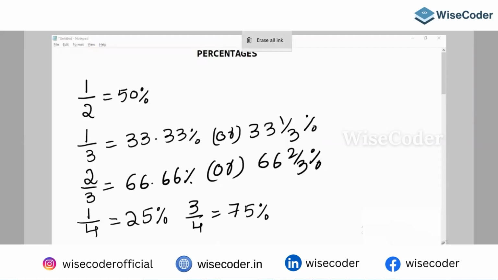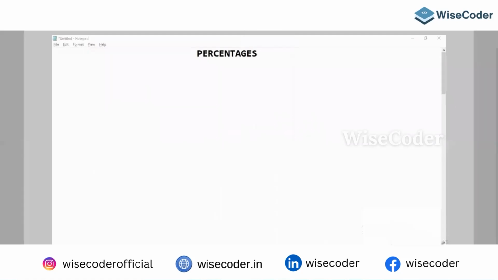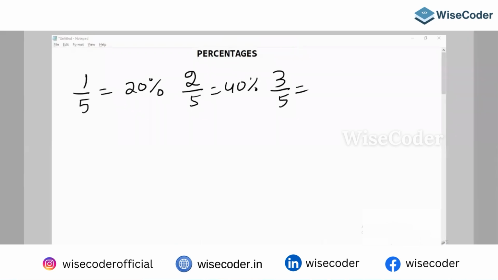Next. 1 by 5. Okay, 1 by 5 is what? 20%. 1 by 5 is 20. Then 2 by 5 is what? 40%. Then 3 by 5 is what? 60%. Then 4 by 5 is what? 80%.